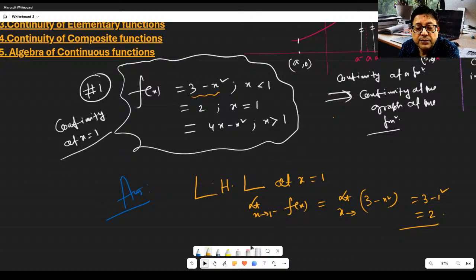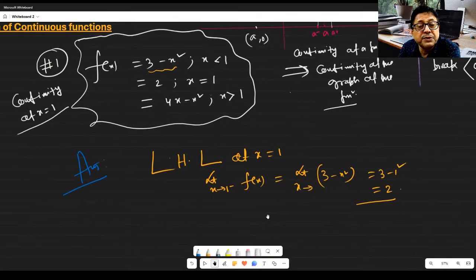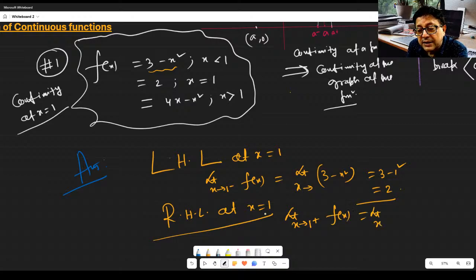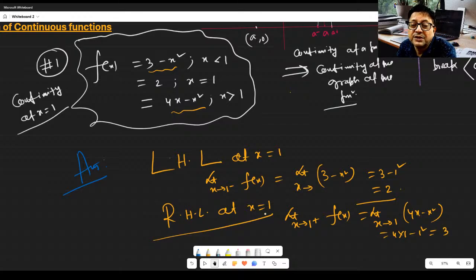The right hand limit. What is the right hand limit? Let us calculate here. Left hand limit part you have understood. Let us do a right hand limit. A right hand limit at x equal to 1 is limit x tending to 1 plus f(x). This is limit x tending to 1, greater than 1 is this part. 4x minus x square, it is 4 into 1 minus 1 square. This is equal to 3. Unfortunately, this is not matching with the left hand limit.